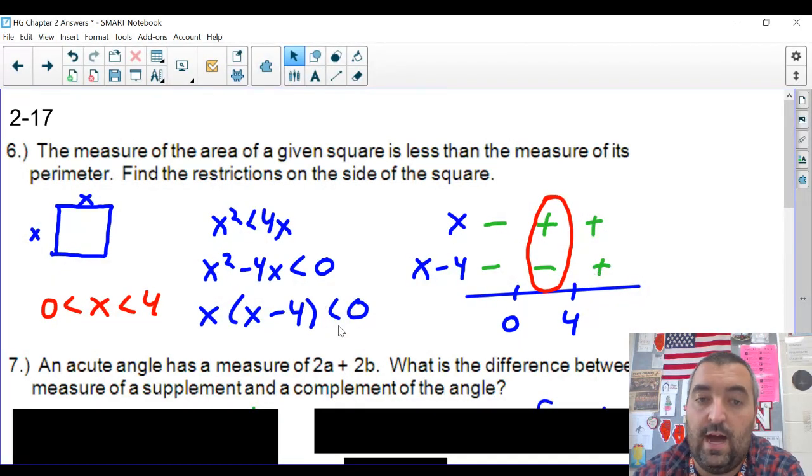Now, I care about when it's less than 0, and these are being multiplied. So when I multiply these two together, I'd get a positive. I don't want positive. Same with the right side. Positive times a positive is positive. I don't want positives. I want negatives. So that middle section is where we have our answer. So our answer is 0 is less than x is less than 4. So that is our restriction.